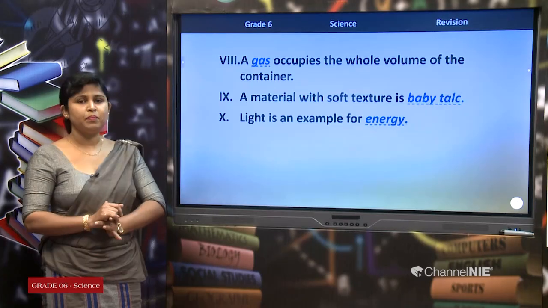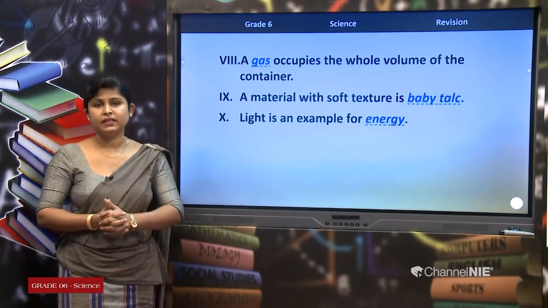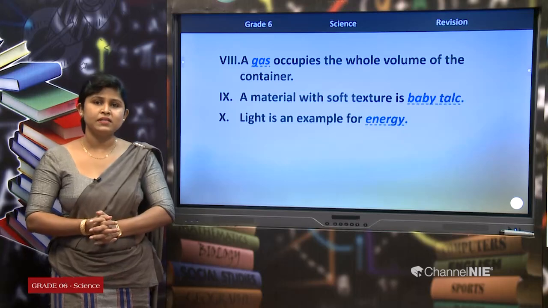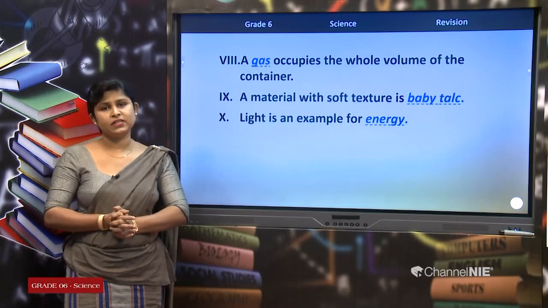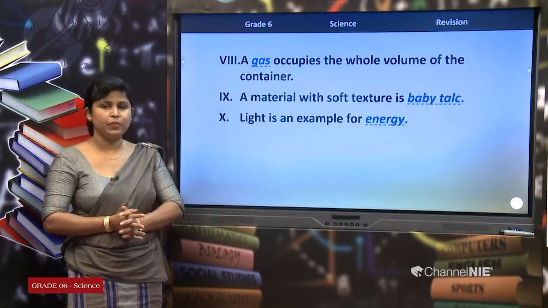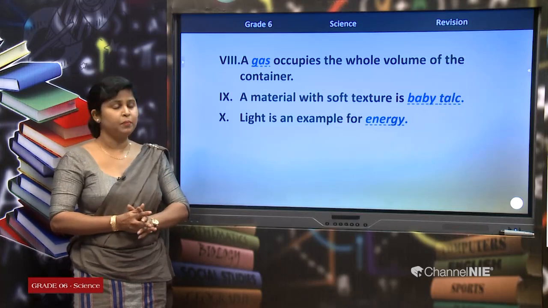Light is an example of energy. You know, light, heat, and electricity are some examples of energies. Light is an example of energy, and that is not a matter.